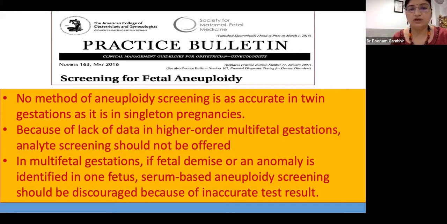Because of lack of data in higher order multifetal gestations, analyte screening should not be offered. In multifetal gestations, if fetal demise or an anomaly is identified in one fetus, the serum-based aneuploidy screening should be discouraged because of the inaccurate test results.